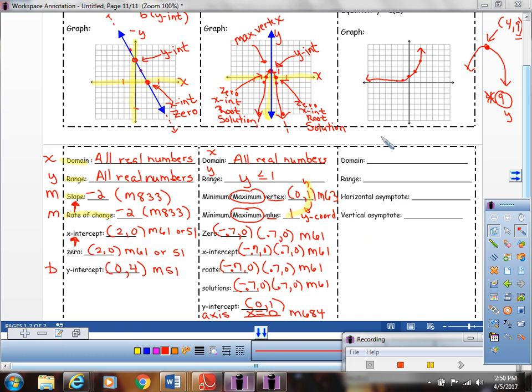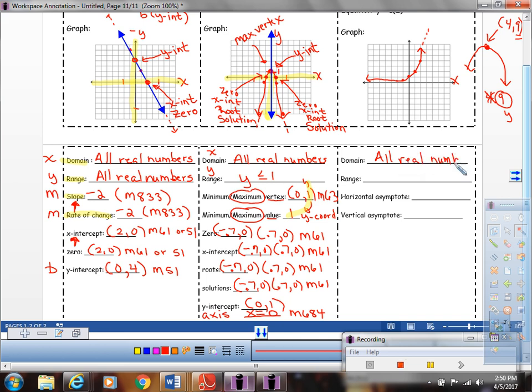Alright, so let's look at domain. What would be the domain? All real numbers. Look, here are your x's. You're going to use all the x's that way, and because this gets wider and wider like this, it does get a little bit wider as it moves, it goes that way. So all real numbers.